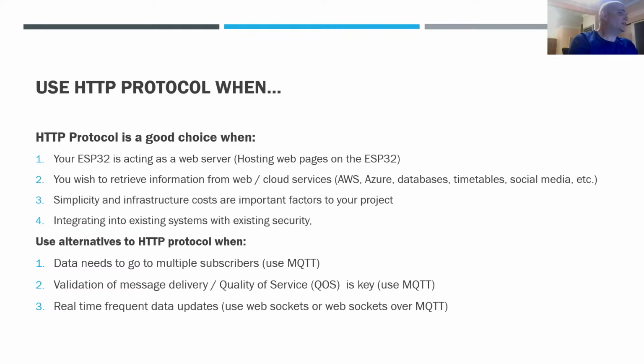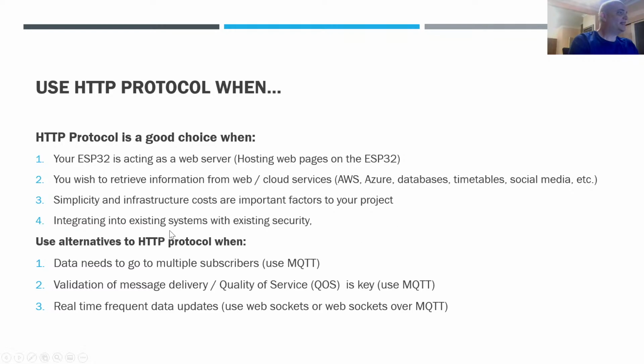So, in other words, if you want to do something, let's say, for example, you want to use Twitter, or you want to create a Slack message or something of that sort, then HTTP protocol is the best way to do that. MQTT is not going to work for you. If you need a lot of simplicity and infrastructure costs are important factors to your project, HTTP protocol is very good. MQTT requires a broker, so it's an extra overhead.